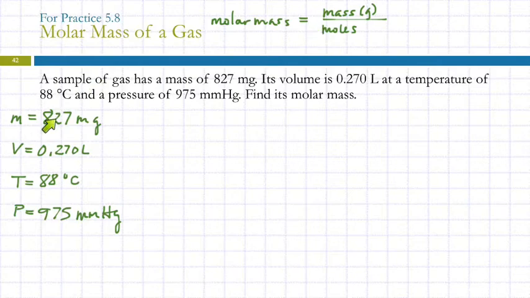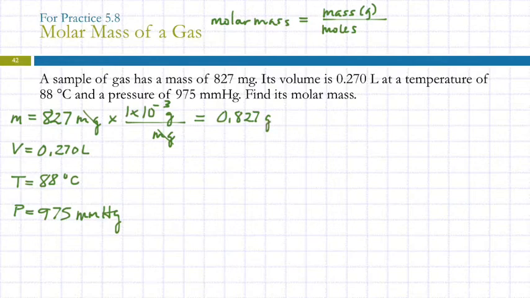Well, they gave us the mass, but they gave it to us in milligrams. We can convert that to grams. So you could write it out like this: milligrams on the bottom and grams on top. Those cancel. Milli means 10 to the minus 3. So we got 1 times 10 to the minus 3. So that's 0.827 grams. That's the mass. So we could plug that in up here. 0.827 grams.